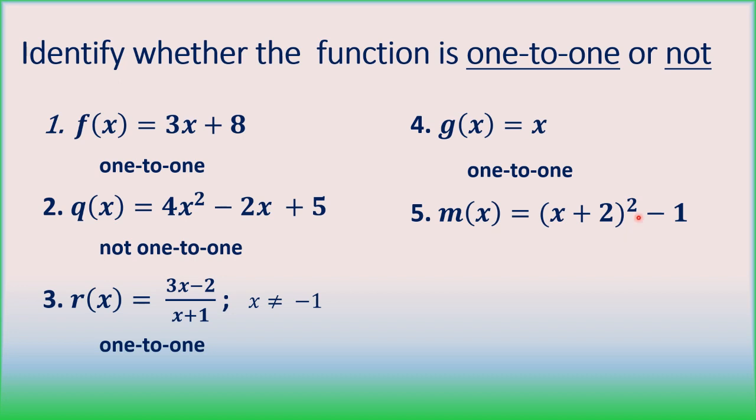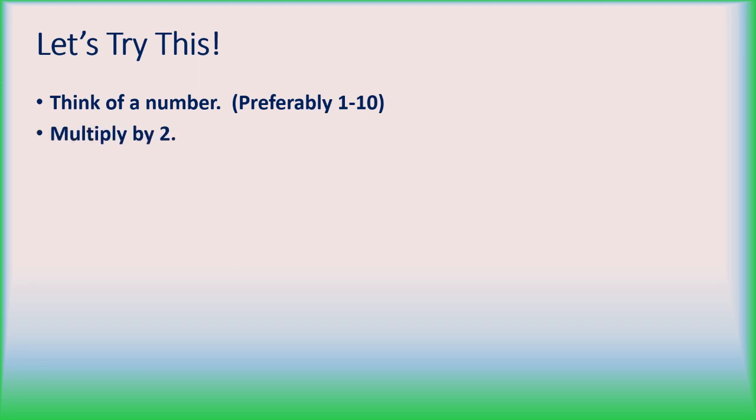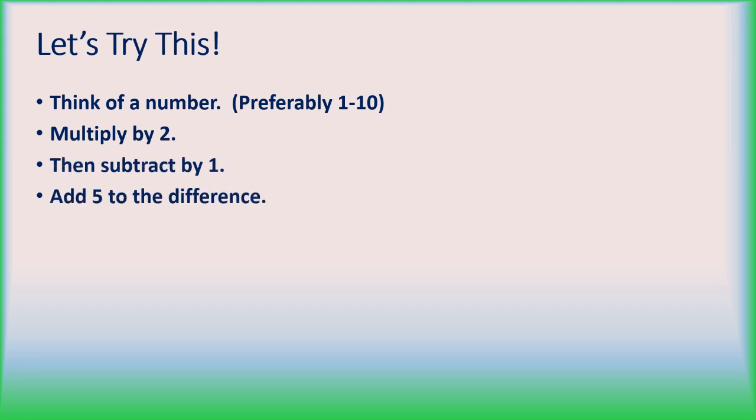Let's notice that we have here a square, which means that the degree of this function is 2, and therefore we have a quadratic function, and a quadratic function is not a one-to-one function. So let's try this guessing game. Think of a number, preferably between 1 to 10. Multiply that number by 2, then subtract 1, and then add 5 to the difference. Now, tell me the resulting number.